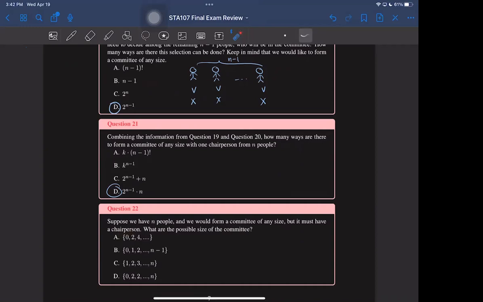Let's check on Kahoot. The majority of you chose C as well. That is correct. The reason is that the committee must have a chairperson. So you need to have at least one person, the chairperson, right? That is the case where you have the least number of people in the committee. Then it has to be one. It cannot be zero. And the maximum number of people in the committee is n, because you only have n people to form the committee.